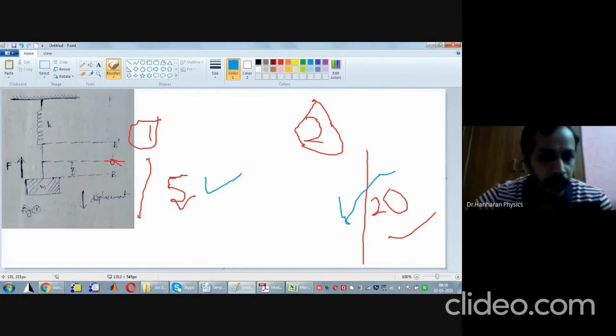Okay, we all know, right? Restoring force will act upwards. Can you see here in my blue color line? Restoring force will act upwards. So in which case will there be more restoring force? Is it in the first case or is it in the second case? Where will the restoring force be more, in large displacement or in small displacement?